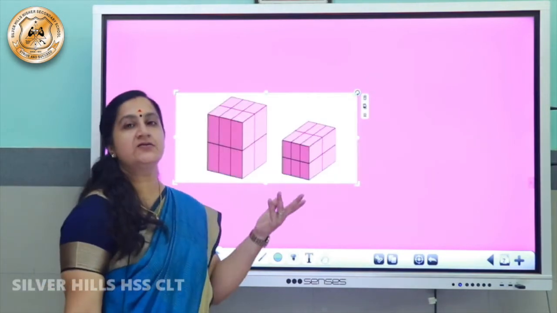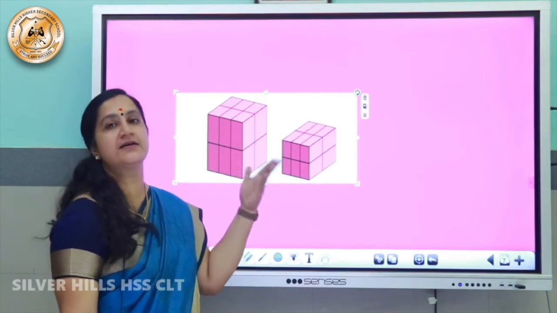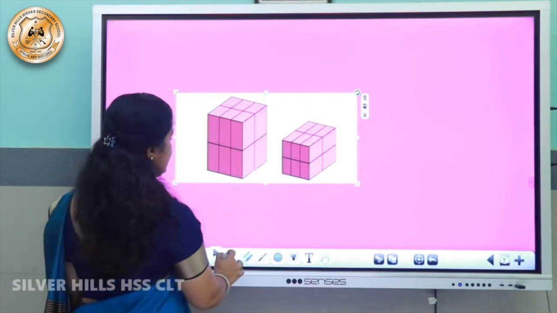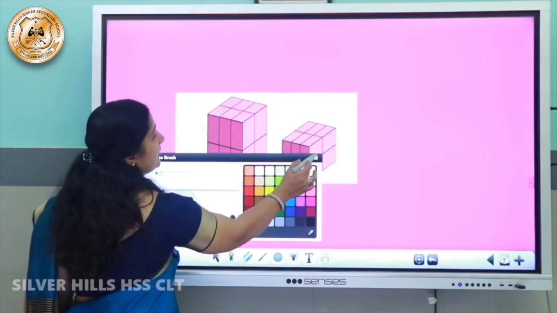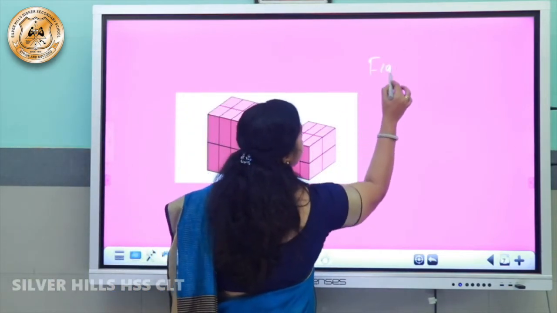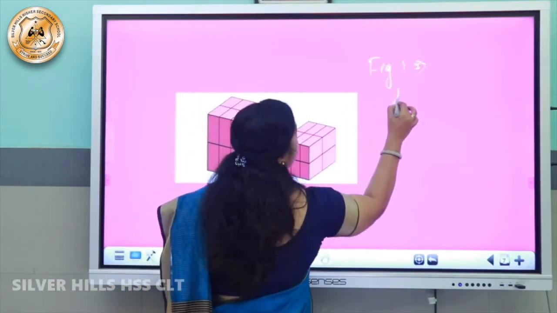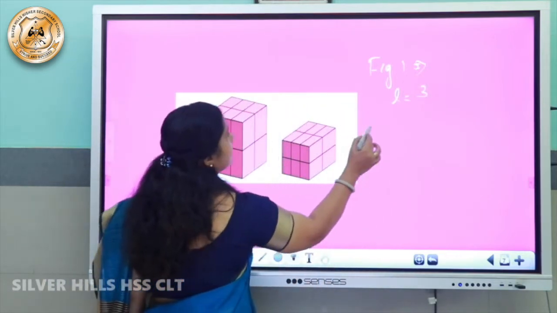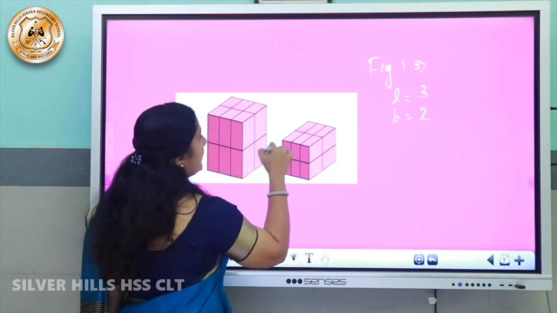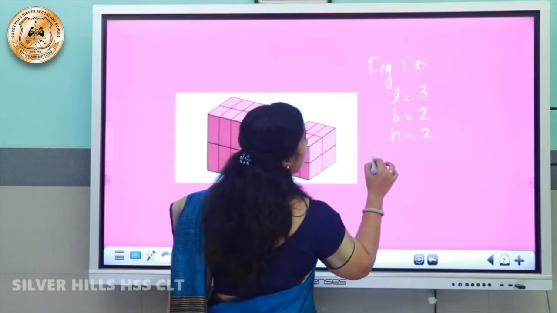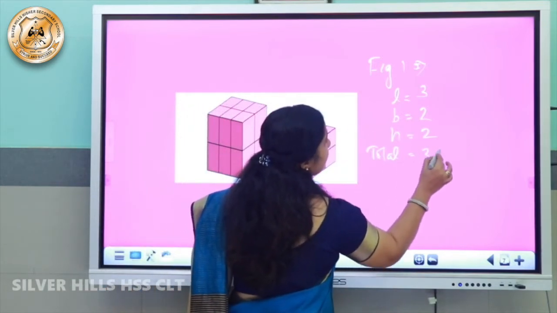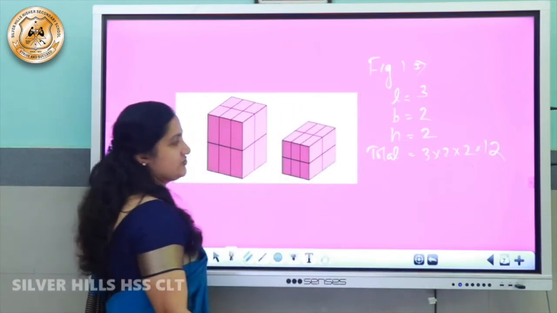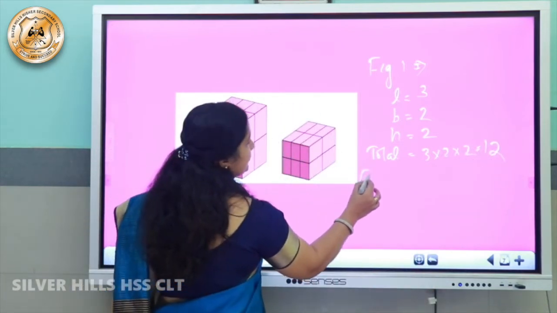Okay, here also you want to compare which is the biggest one. So, figure 1 and figure 2. Here you can tell me, figure 1. Length equal to, yes, it is 3. Breadth-wise 2. Height-wise 2. So, total blocks 3 into 2 into 2. It is 12. Now, take figure 2.